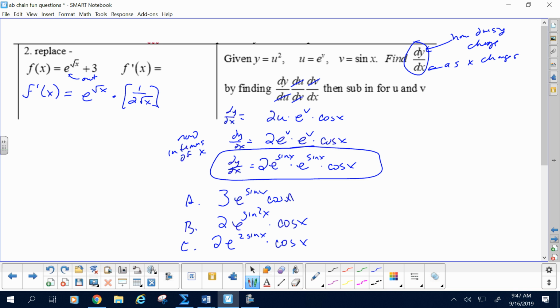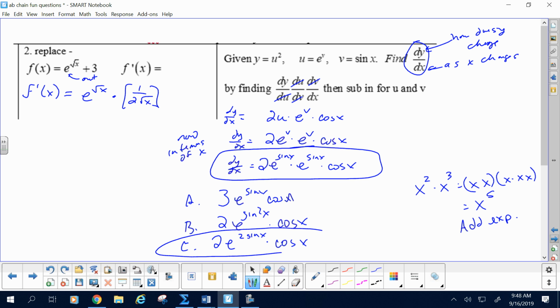B. It is time to review exponent rules. If I have something with the same base, don't you agree that I'm saying how many do I have altogether? So the rule is that I add the exponents. So 2e to the 2 sine of x. It is C. Okay?